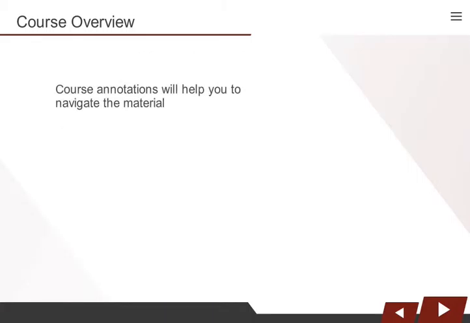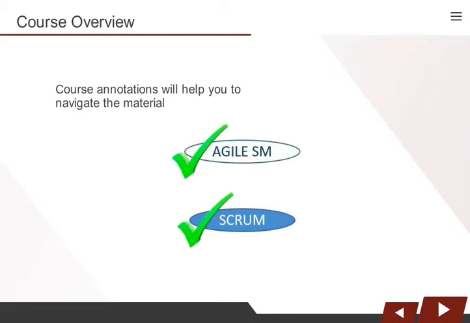We've used some annotations throughout this course to help you navigate the material. Where you see these symbols, you can see what the focus of a particular section is. The symbols show whether the course section is focused on Agile Service Management or Scrum, or sometimes both.